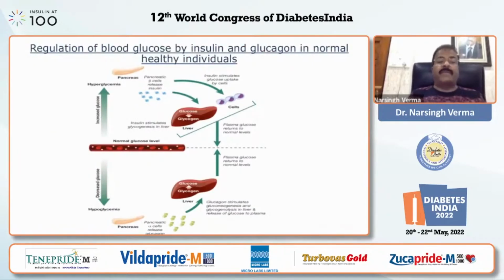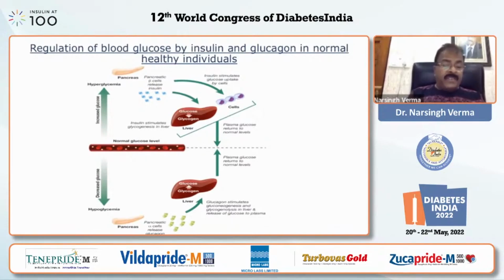You see here the regulation of blood glucose by insulin and glucagon in a healthy individual. That is in a hyperglycemic condition, the pancreatic beta cells release insulin, and this insulin stimulates glucose uptake by cells, and also produces glycogen synthesis in the liver. In the liver and the other cells, including the fat cells, the plasma glucose returns to normal levels because the muscles can now utilize glucose. The adipose tissue can synthesize more fat, and the glucose can synthesize more glycogen in the presence of insulin. So blood glucose returns to normal.